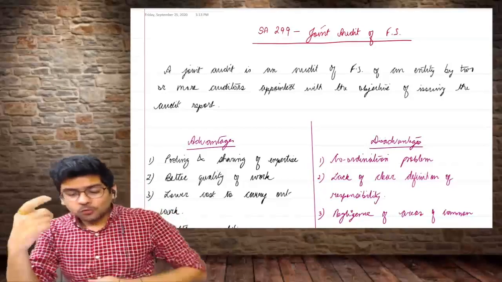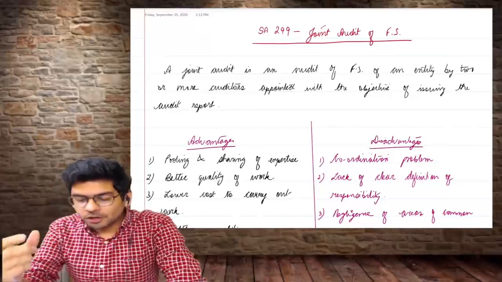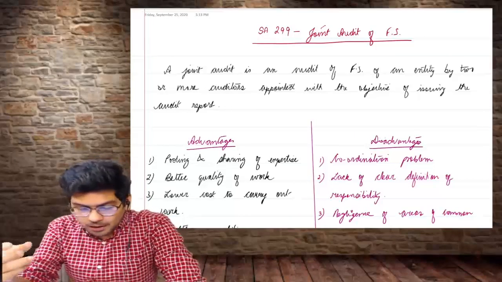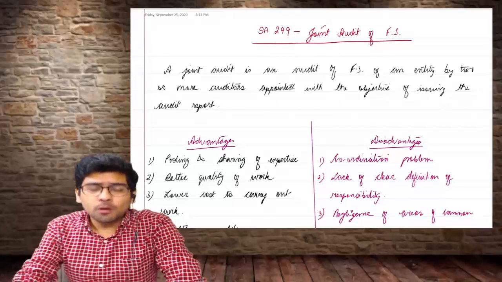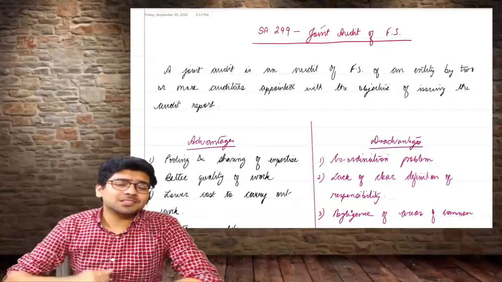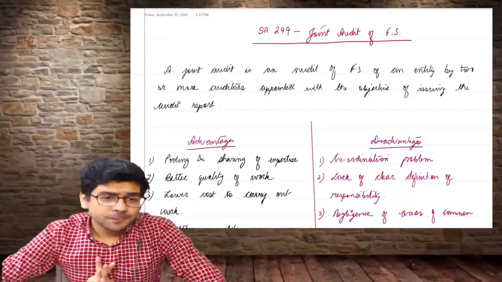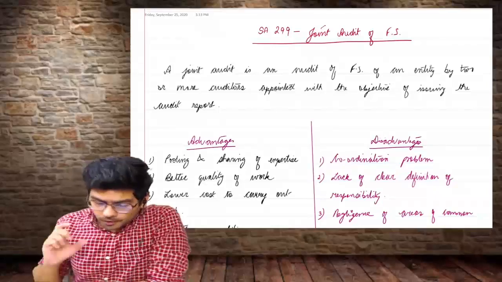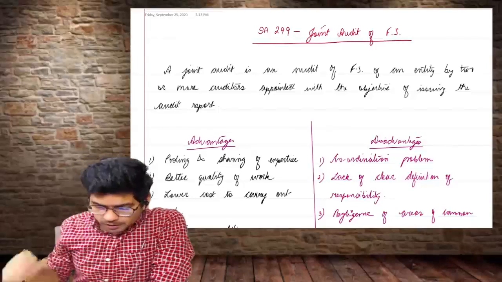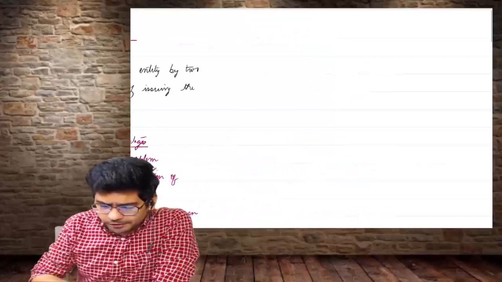Now what do you mean by joint audit? Let us first understand this. It says a joint audit is an audit of financial statements of an entity by two or more auditors appointed with the objective of issuing the audit report. So when an audit is conducted for one entity by 2 or more auditors, we call them joint auditors.